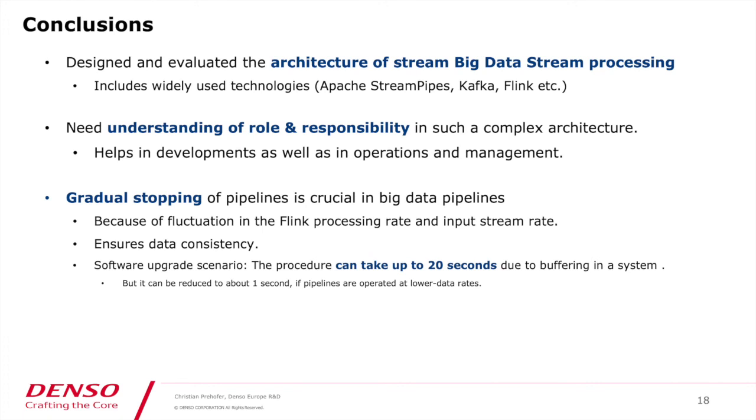Furthermore, we evaluated the pipeline management in our system, mainly on the case of processing lag, and showed how it could be beneficial in production systems. And then we also evaluated our implemented gradual shutdown procedure and showed how it is crucial in big data pipelines, even in case of slow event rate. And we also showed that in case of high event rate, this procedure can take up to 20 seconds due to buffering in the system. But with the information of processing lag, we can fine tune our pipeline on the go and reduce it to around 1 second if they are operated at lower data rates.